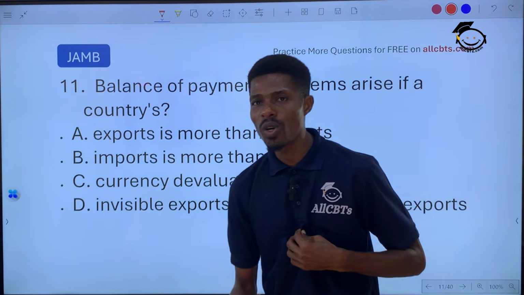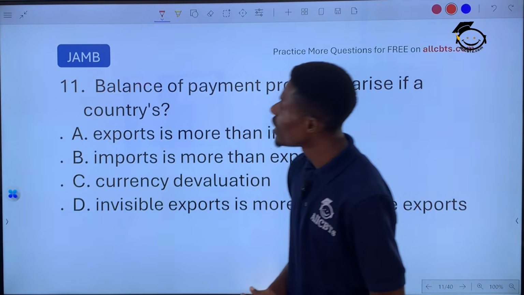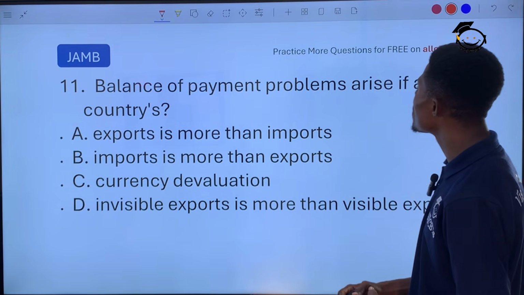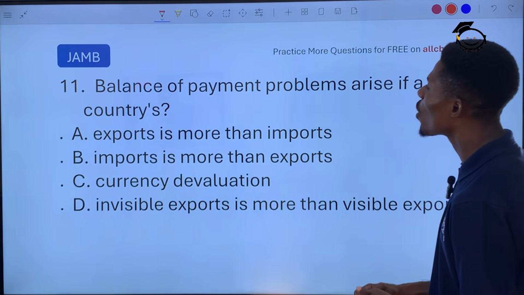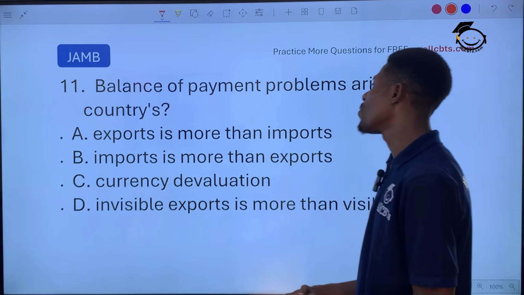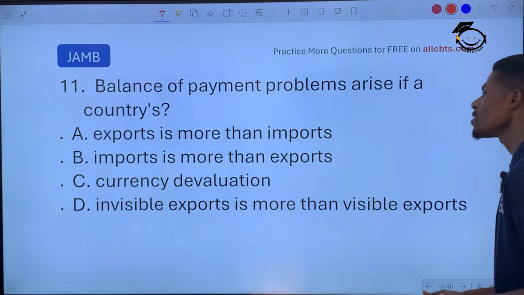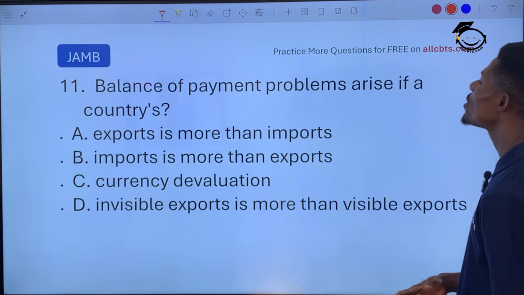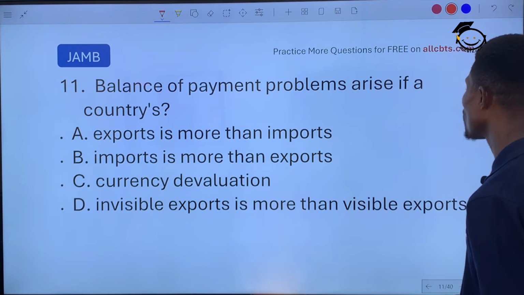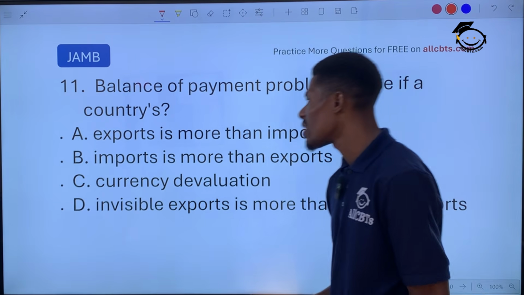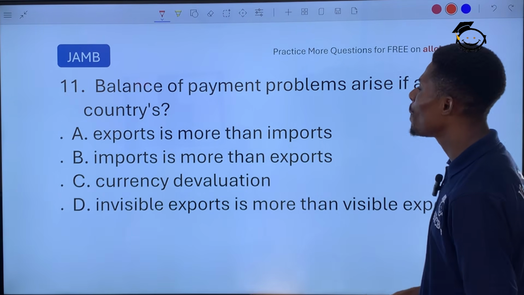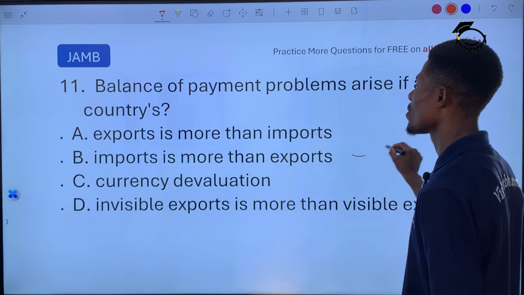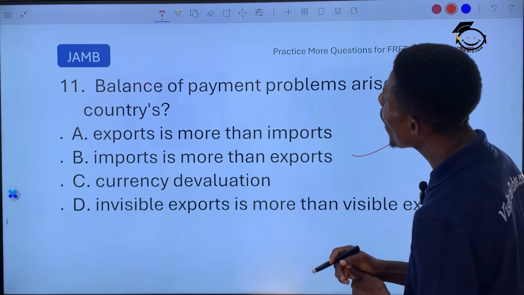We go to question 11. Balance of payments problems arise if a country's A, export is more than import, B, import is more than export, C, currency devaluation, D, invisible export is more than visible export. Our correct answer is import is more than export. That is B. Why B?